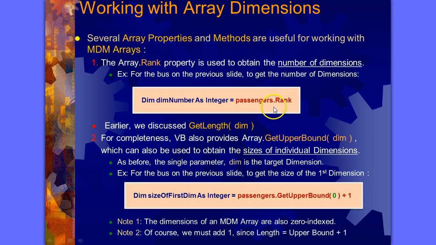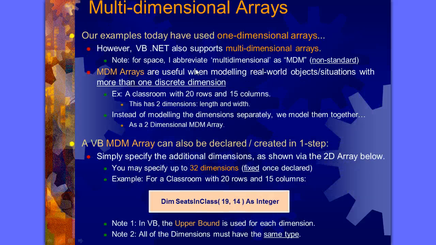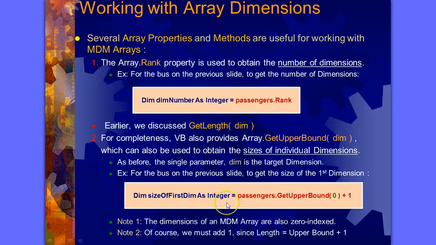suppose we had an array called passengers and we want to know the total number of dimensions. We'd say rank. So in the last one here, which was my array, the number of dimensions is 2. And the same thing with this one, seats in class, the number of dimensions is 2. There's 2 dimensions, rows and columns. You can have more than that. We said you can have up to 32 dimensions.